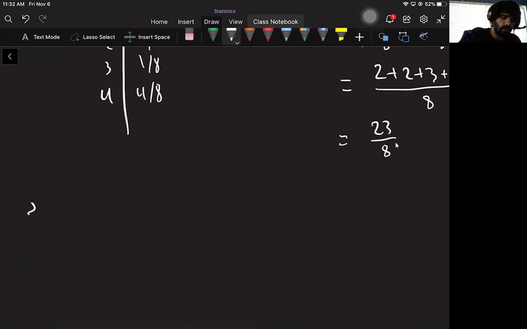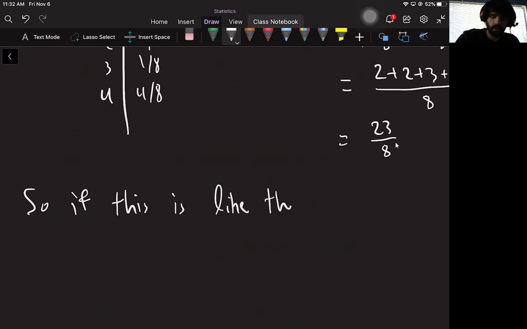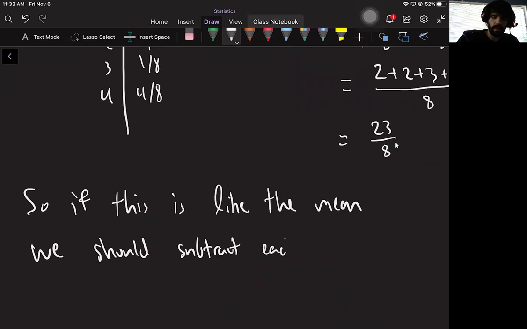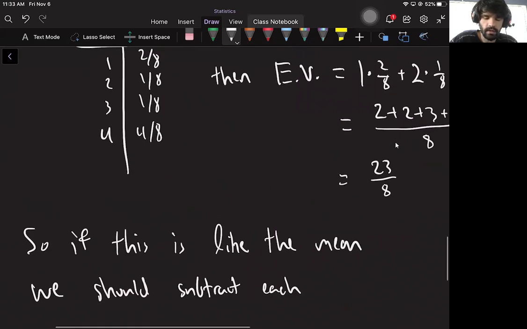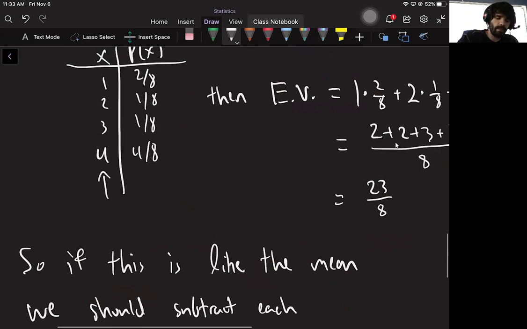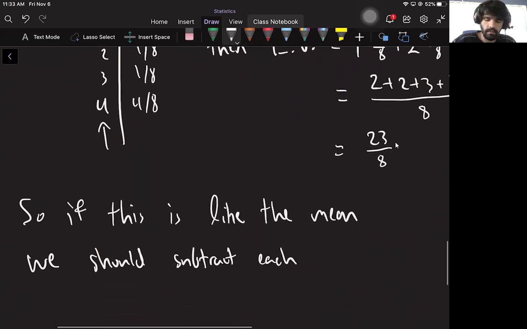So if this is the mean, what should I do next? Let's see. To get the standard deviation, we should subtract. When you calculate the standard deviation for data, you take your mean and you find how far away it is from each data point. You subtract from each data point. But now I don't have data points. Instead, I have possible values of my random variable, little x's. So that's what I'm going to subtract instead. I'm going to do each little x minus the expected value.